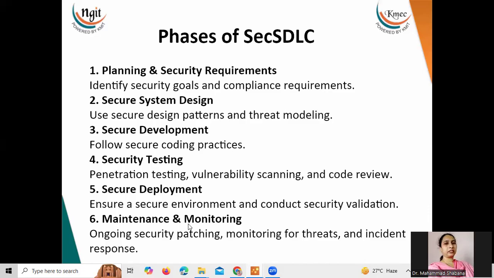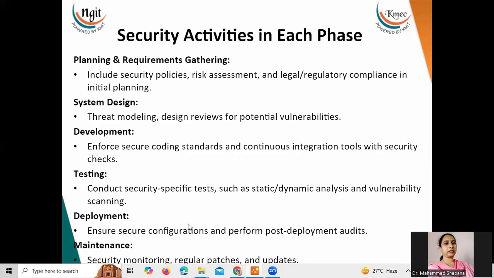In each phase, specific security activities are carried out. For instance, in system design, we perform threat modeling to identify potential vulnerabilities. In development, developers follow secure coding guidelines. And in testing, we run security tests like vulnerability scanning. Each of these activities ensures that security remains a priority throughout the development process. And these are the security activities in each phase: planning and requirements gathering, design, development, testing, deployment, and maintenance.